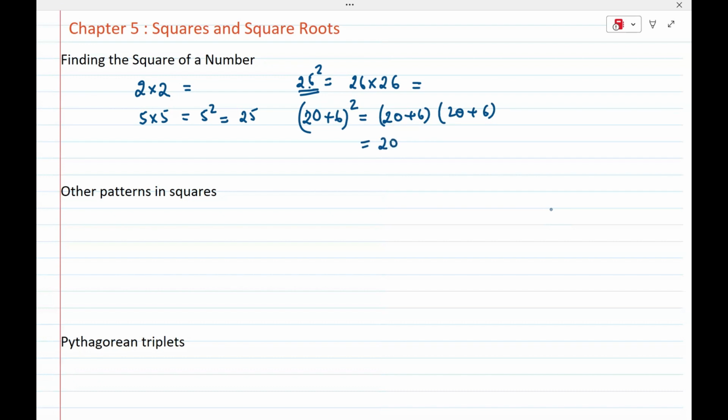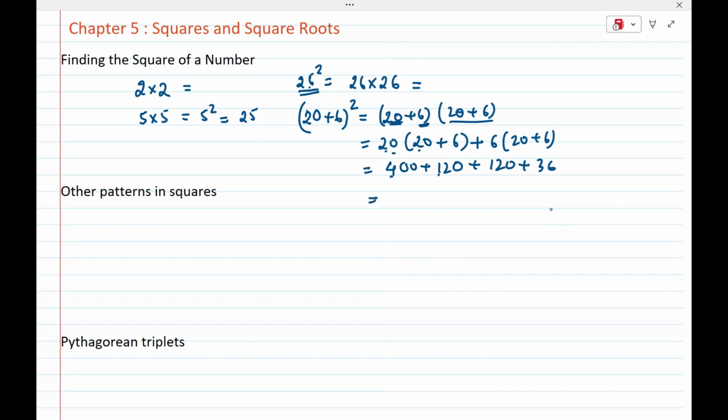Distribute means take the first number from the first bracket and the full second bracket as it is. Then, the first number we have completed, take the second number and the second bracket. And simply multiply it. So 20 into 20 will give you 2 2s are 4 and there are 2 zeros. 6 2s are 12 and then 0. Again 120 and 36. Then add all these.